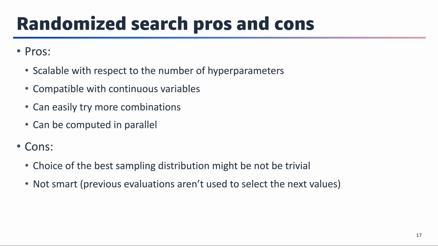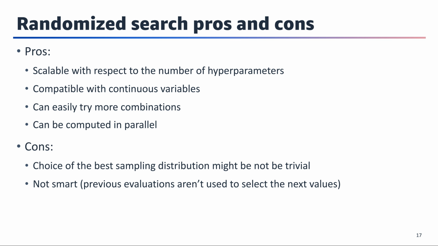Randomized search offers several advantages. It is scalable with respect to the number of hyperparameters, meaning it can handle problems with many hyperparameters effectively. It is also compatible with continuous variables, allowing hyperparameters to take on any value within a specified range. Additionally, randomized search can easily try more combinations of hyperparameter values, and the evaluations can be computed in parallel for increased efficiency. However, randomized search has some drawbacks.